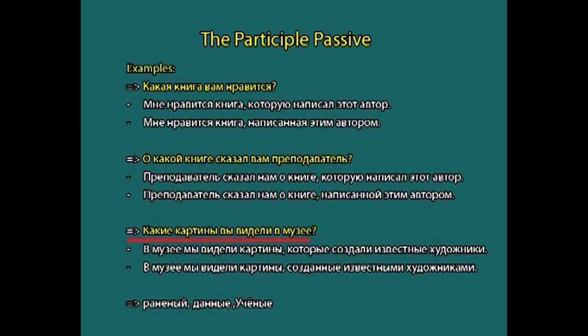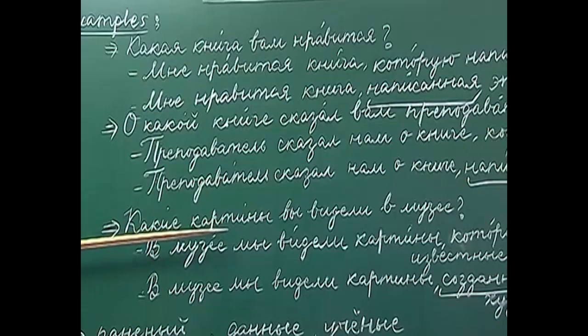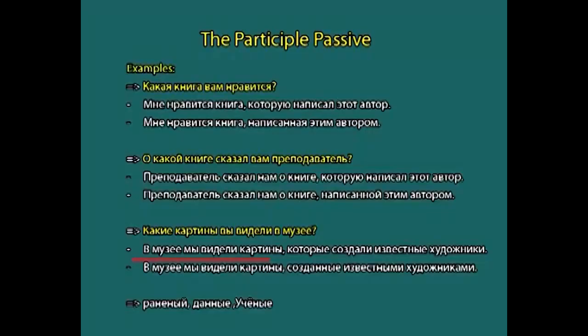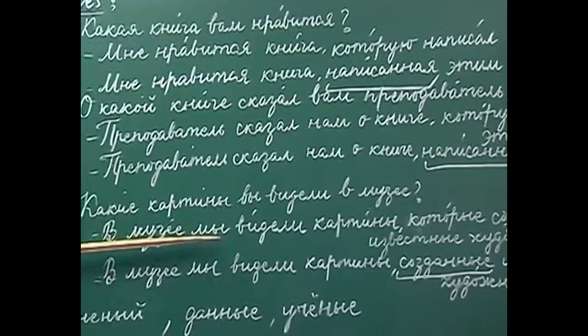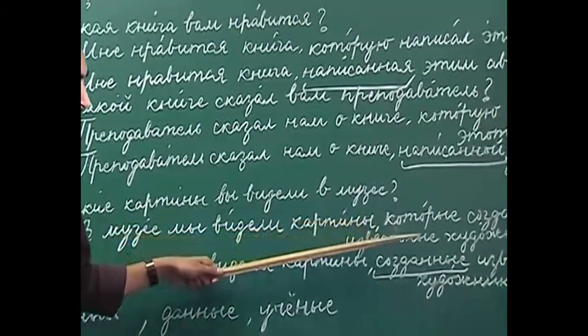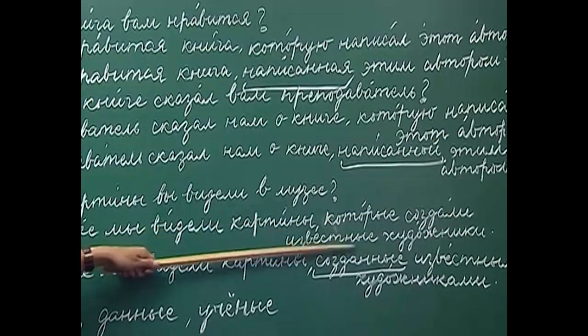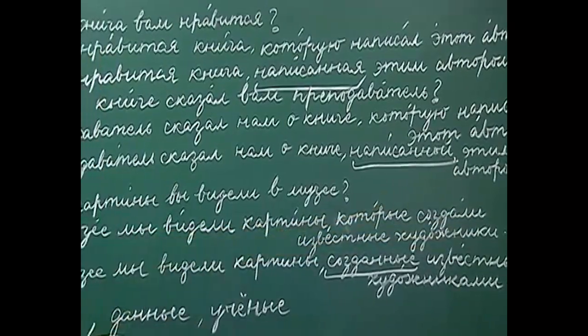The next example is какие картины вы видели в музее? So, which pictures did you see at the museum? В музее мы видели картины, которые создали известные художники. So, at the museum we saw the pictures which were made by the famous painters.